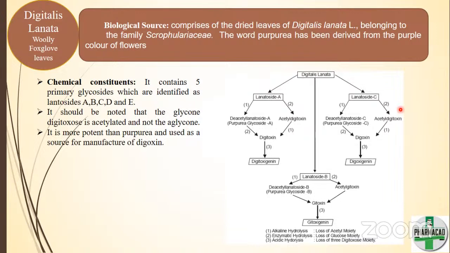Okay, here it is digoxin, digoxigenin. There it was gitoxin, and in purpurea glycoside C, here it is digoxigenin. Now what are these 1, 2 and 3? The first is alkaline hydrolysis. When you have to lose an acetyl moiety, because you want purpurea glycoside A, there alkaline hydrolysis will occur.